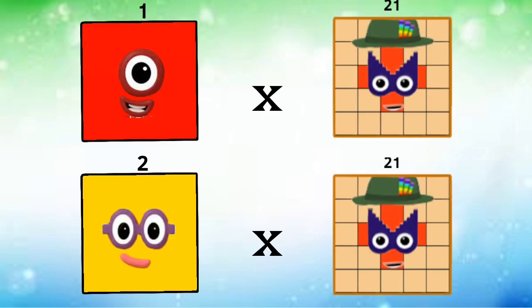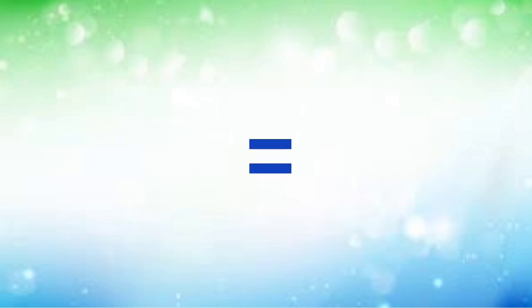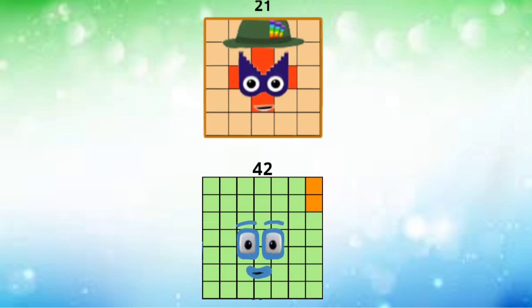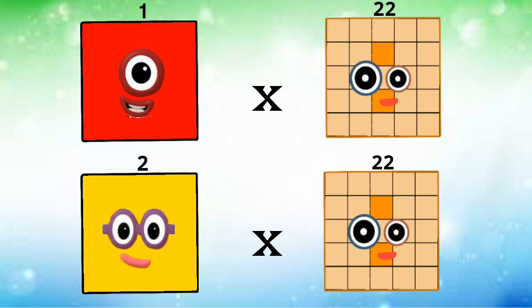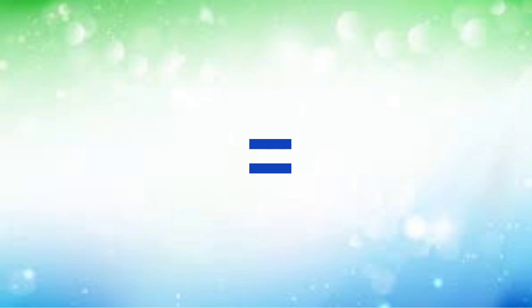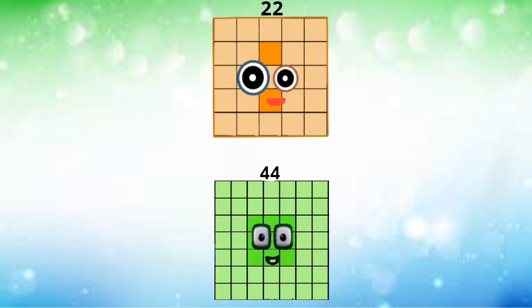Number blocks 1 and 2 times 21 equal 21 and 42. Number blocks 1 and 2 times 22 equal 22 and 44.